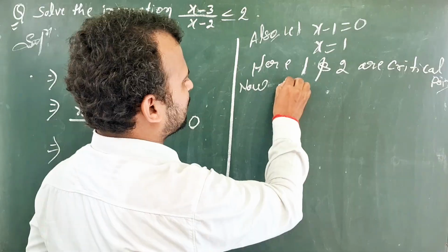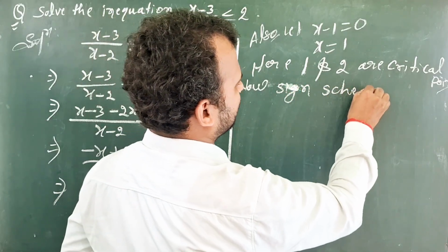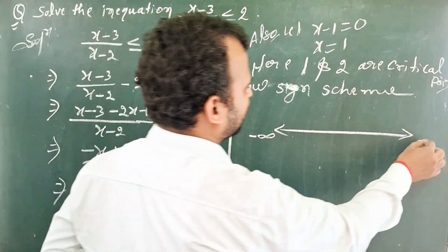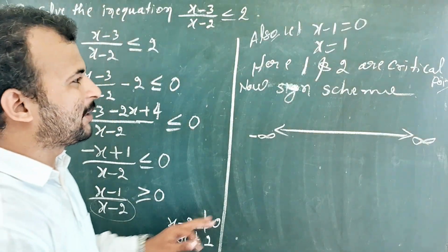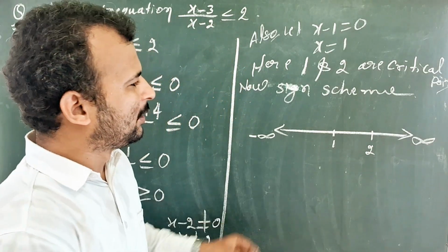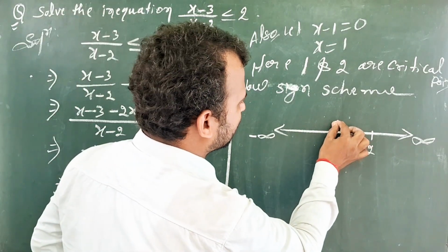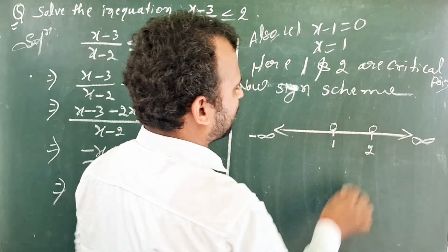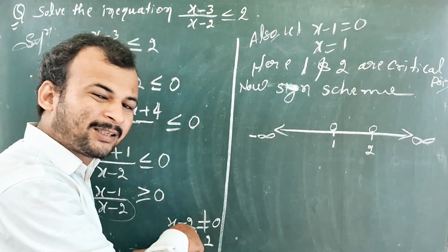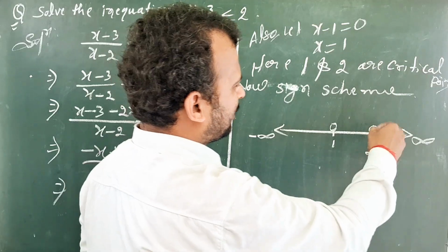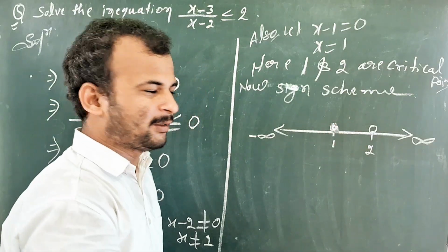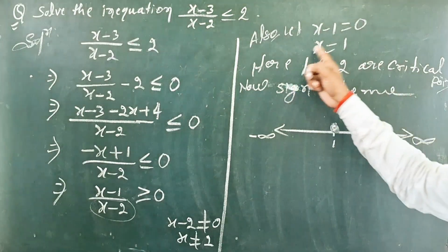Now the sign scheme. What is the sign scheme? Minus infinity to infinity, a number line, and on this number line we represent the two critical points, here 1 and here 2. Okay, and we take two holes on the place of 1 and 2. First of all, here it is known that x cannot be equal to 2, so we leave the blank space here and here we fill the blank, because 1 can be the value of x.